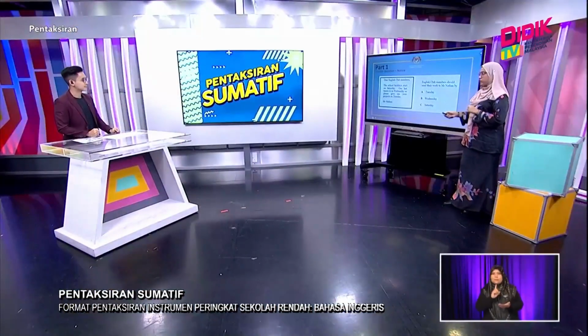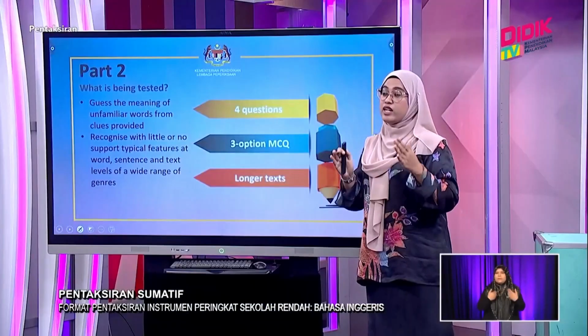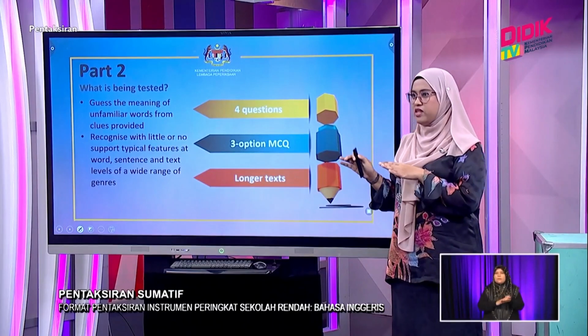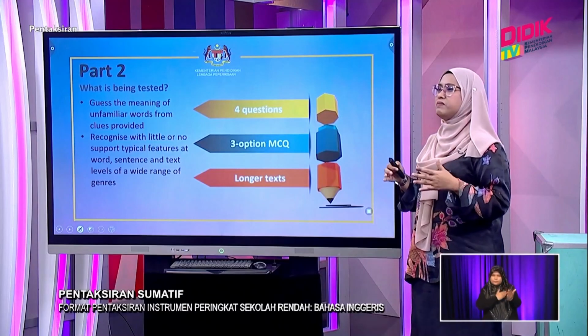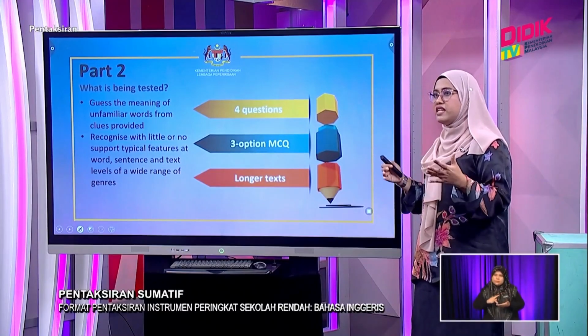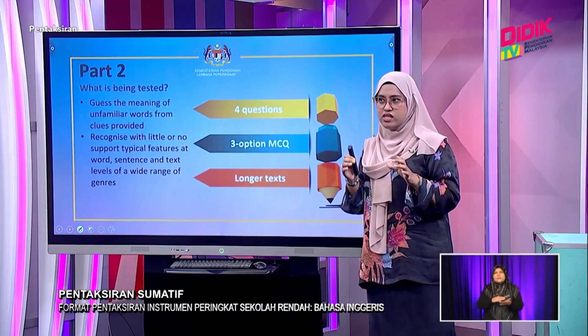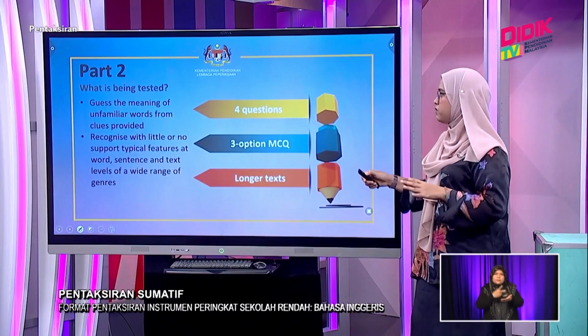Now, let's move on to part 2. In part 2, we've got a cloze text with 4 gaps. I'm going to show you what it means after this. This is a slightly longer text, and our candidates must be able to guess the meaning of unfamiliar words. How do they guess the meaning of unfamiliar words? The clues are given in the text. So let's have a look at the sample.